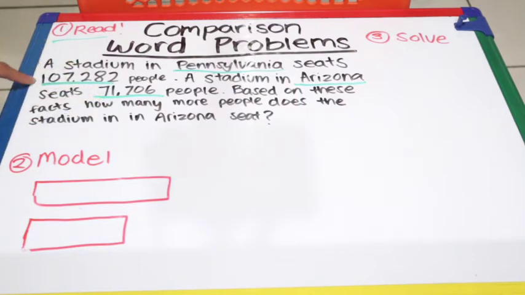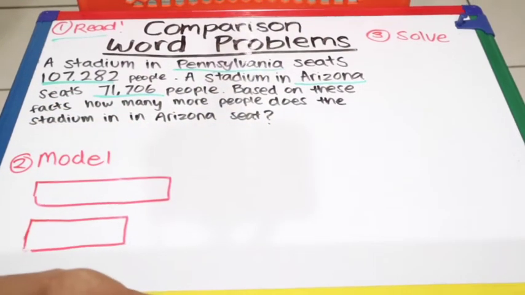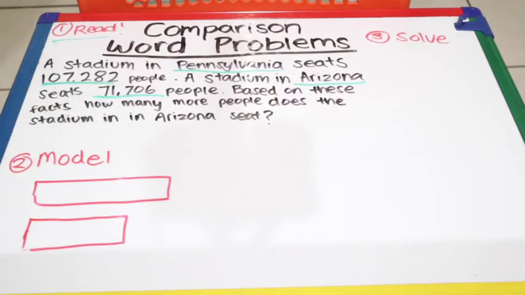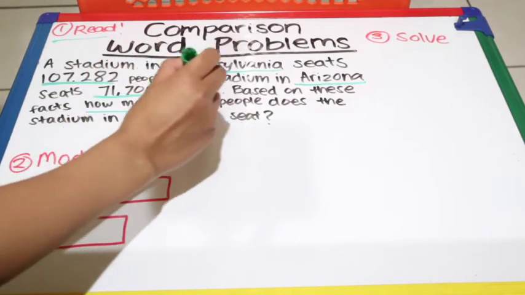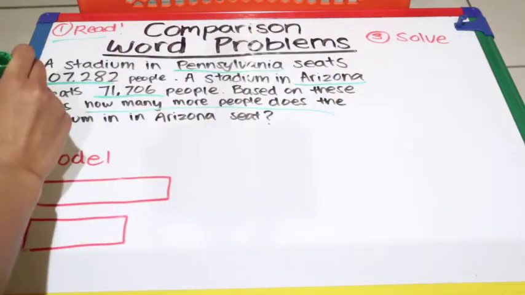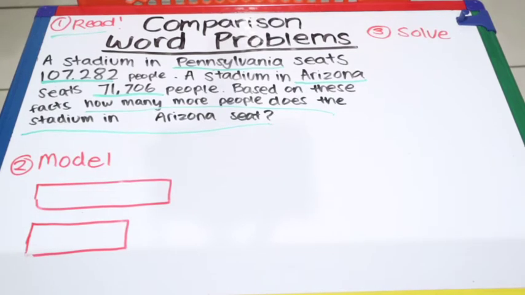These are very important details that I want to remember because I'm going to use them in my model and when I solve. Now I'm going to underline the question that this word problem is asking. Based on these facts, how many more people does this stadium in Arizona seat? Okay, we can go ahead and get started with our model.